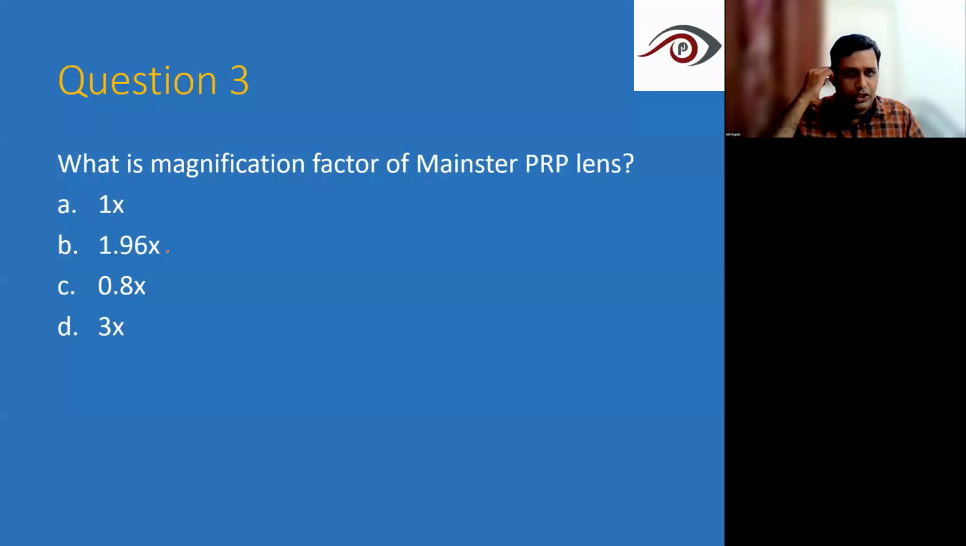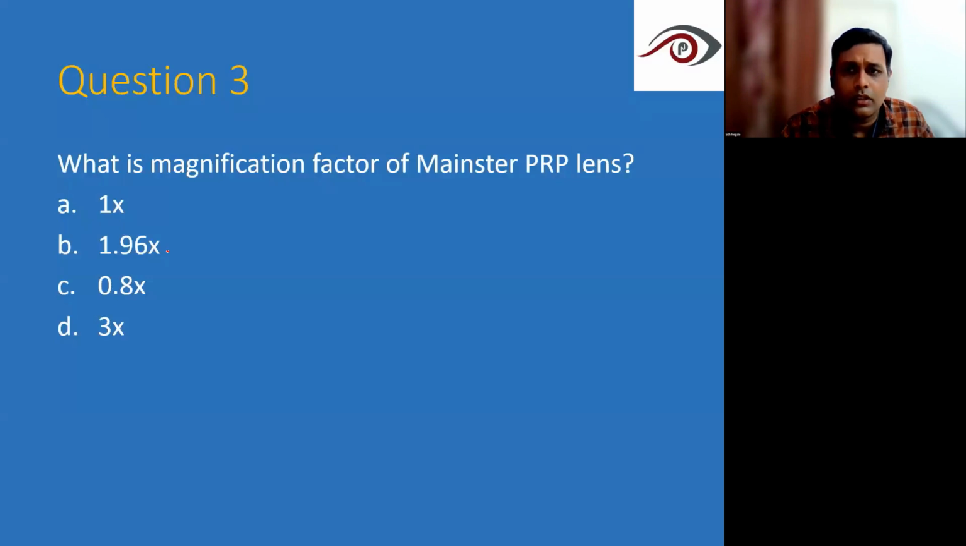So this is my third question. What is the magnification factor of the Mainstar PRP lens? Is it 1x, 1.96x, 0.8x, or 3x? The magnification factor is the most important part you should be knowing, because whatever spot size you keep, it will get magnified in the retina to a certain extent.